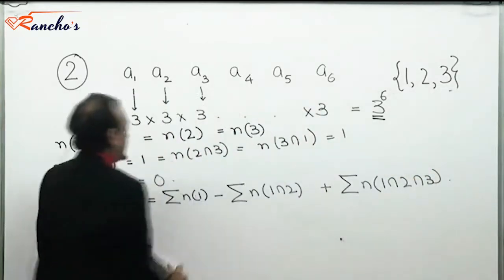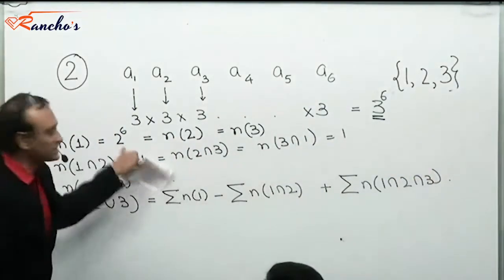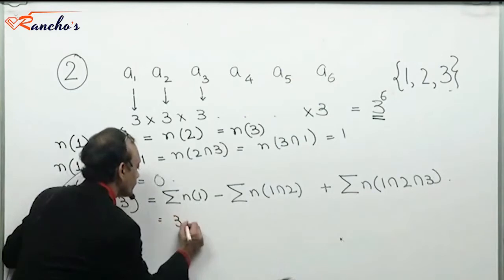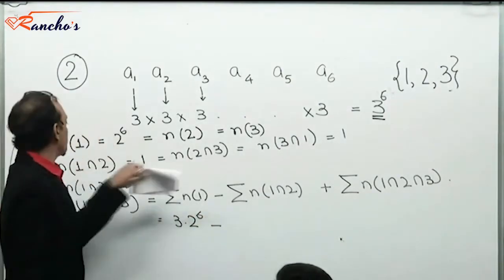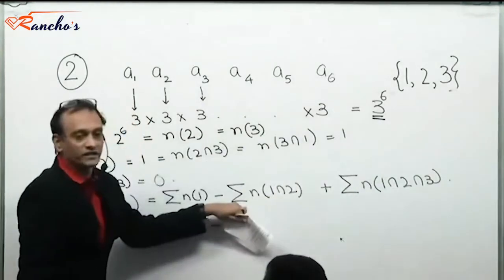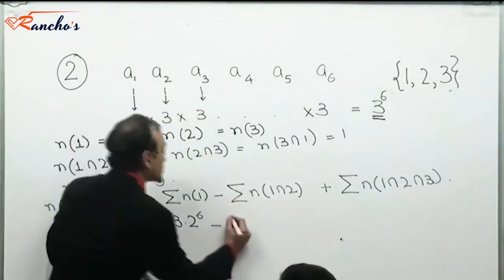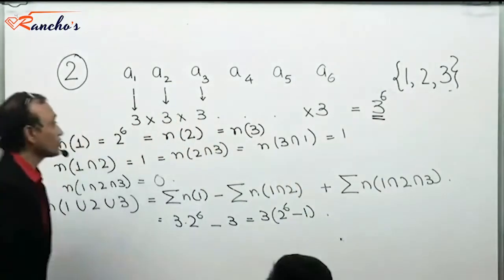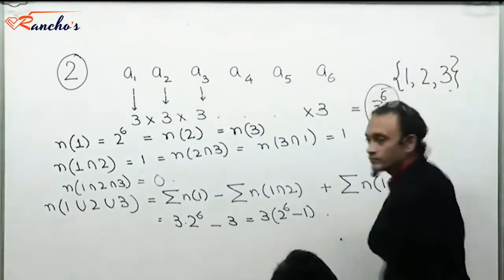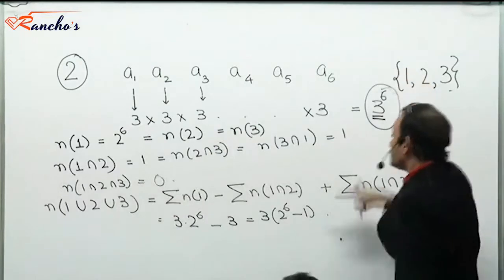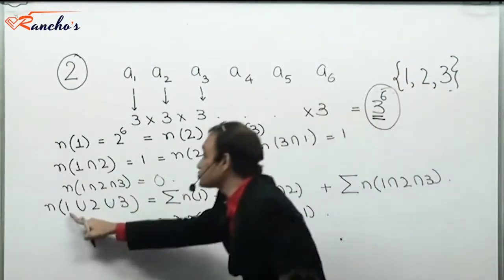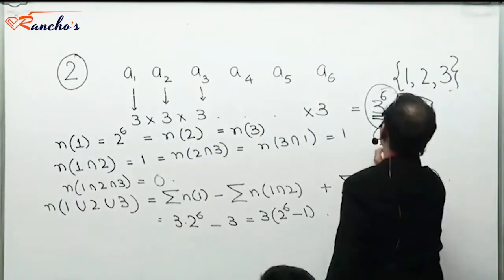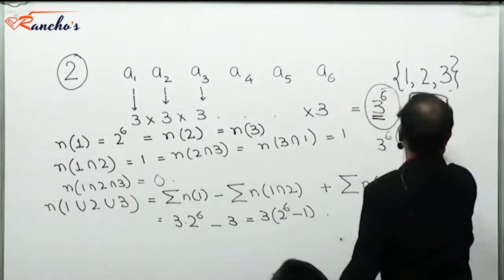Yes or no? So n1, each of these is 2 to the power 6. So n1 plus n2 plus n3 is 3 into 2 to the power 6. Now each of these 1 2, 2 3, 3 1, which are included in the summation, each one of these is 1. So that makes it 3. So that makes it 3 into 2 to the power 6 minus 3. Total numbers are 3 to the power 6. Of these 3 to the power 6 numbers, these many numbers don't contain at least one of them, 1 or 2 or 3. That means the remaining are how many? 3 to the power 6 minus these.